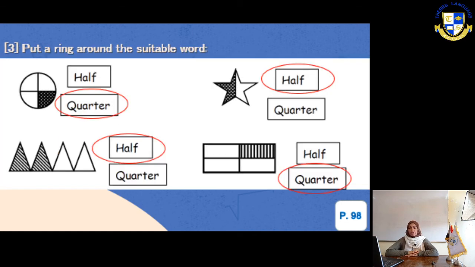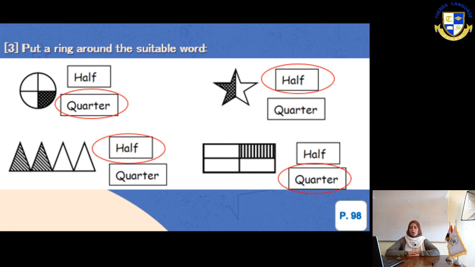Put a ring around the suitable word. You have a shape on this page, a circle. Coloring just one part of the circle. Is this half or quarter? Yes, quarter of the shape. Okay, look at the triangles below. You have 2 colored shapes and 2 not colored shapes. So half, because half means the number of the colored equals the number of the uncolored.